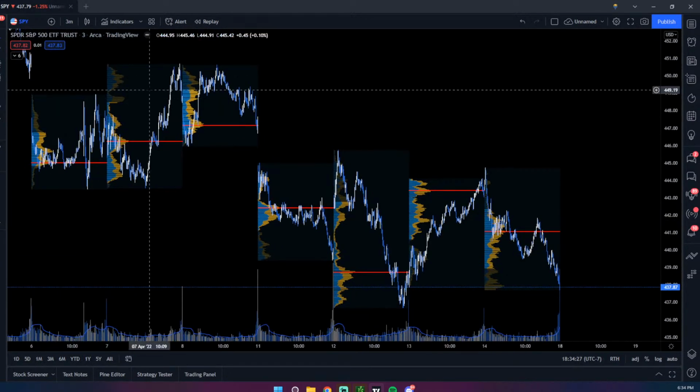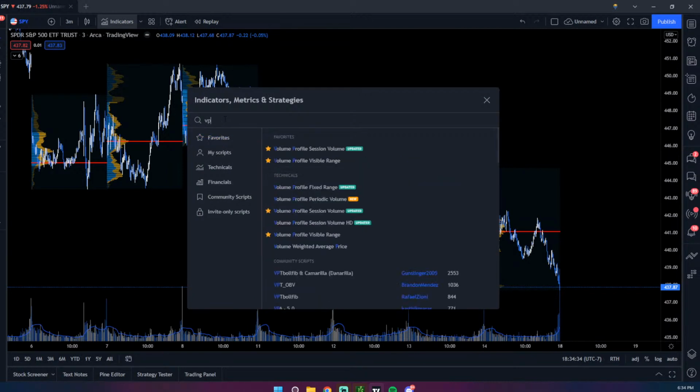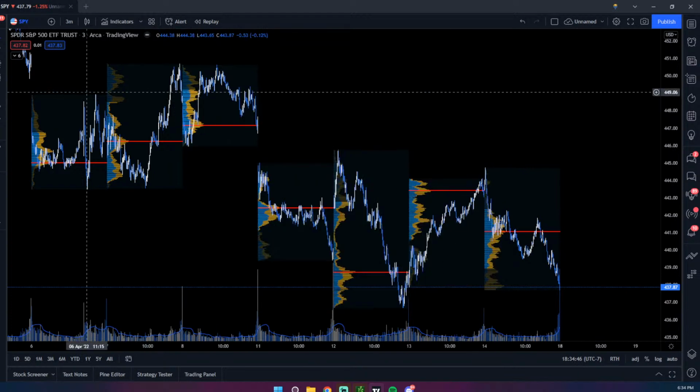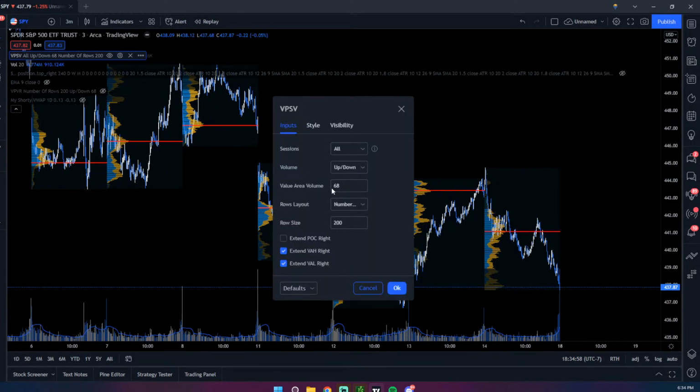In TradingView, you're going to go to indicators, and you'll search for VPSV, volume profile session volume, and it's this one here that you'll use. You don't want to use the HD one. You want to use the non-HD one. Once you add that to your chart, it'll show up here, this little down arrow. You want to click on the settings and change your value area to 68 and your row size to 200.